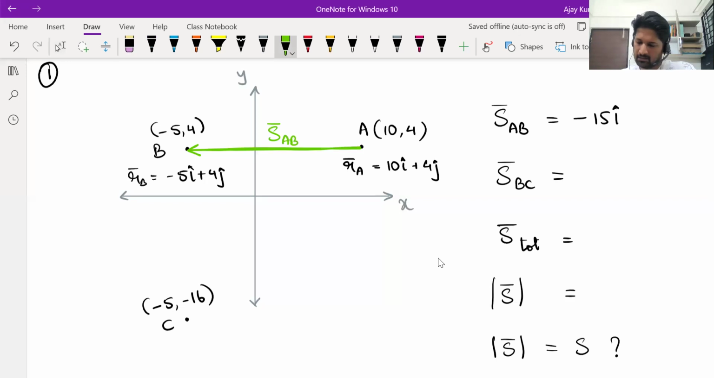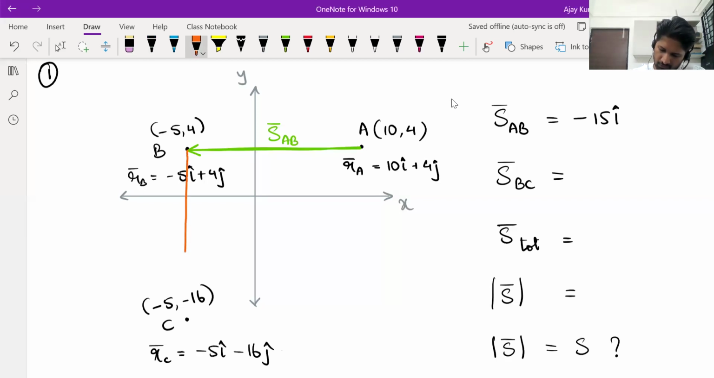Okay. Next, Vanilla, what is the displacement from B to C? Tell me the position vector of C first. Sir, minus 5 i cap. Minus 16 j cap. Correct. So how do you write the displacement vector when the object goes from B to C? Minus 20 j cap, sir. Okay, you just have to subtract these two. Subtract the x components. Minus 5 i cap minus 5 i cap becomes 0. And subtract the y components. Minus 16 j cap minus 4 j cap becomes minus 20 j cap.